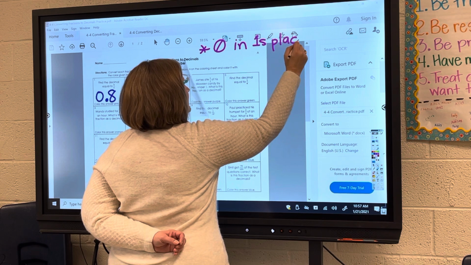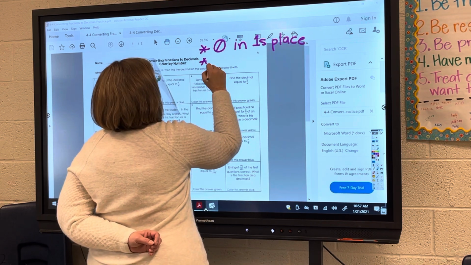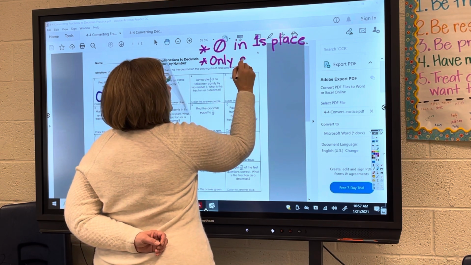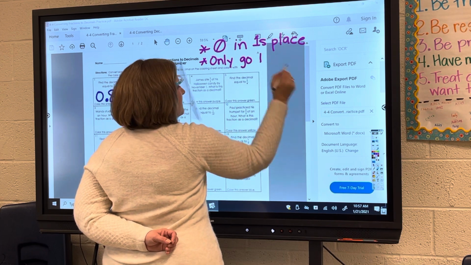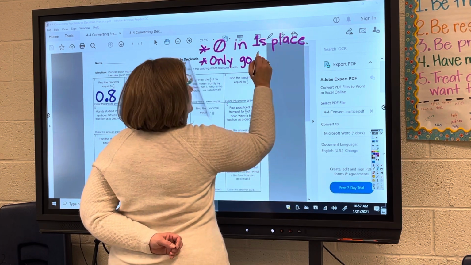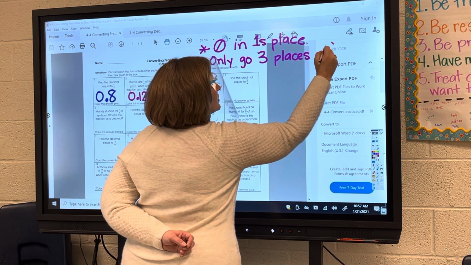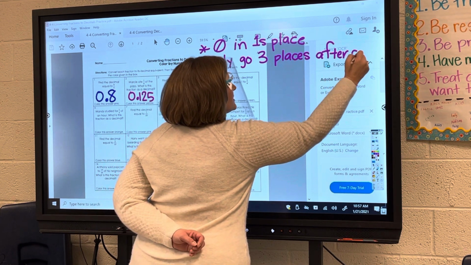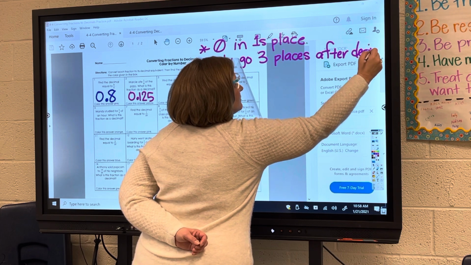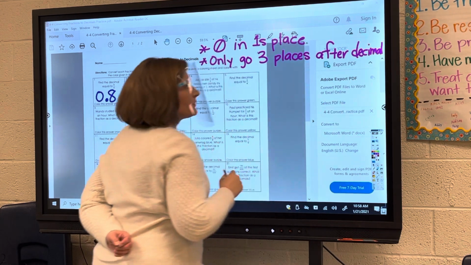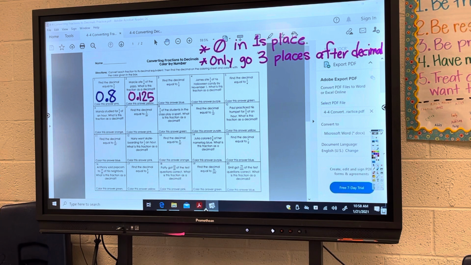Zero in the ones place, and we're only going to go 3 places after the decimal. Okay, and I'm going to show you what I mean by that in just a second.